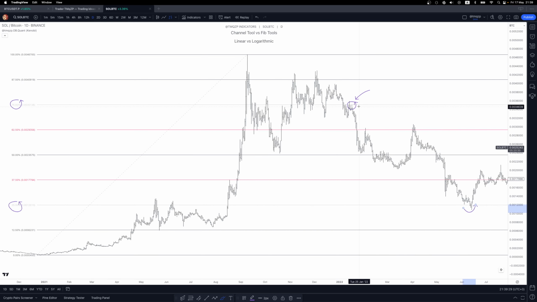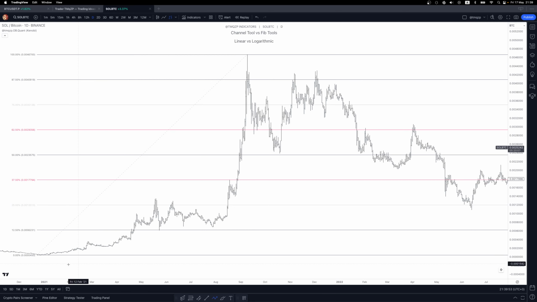Why? Because this distance is the same as this distance. See, everything is a one-to-one move of some point of the range. The only thing you need to figure out is if it's a one-to-one from the 50 or from the 75% or so on and so on.